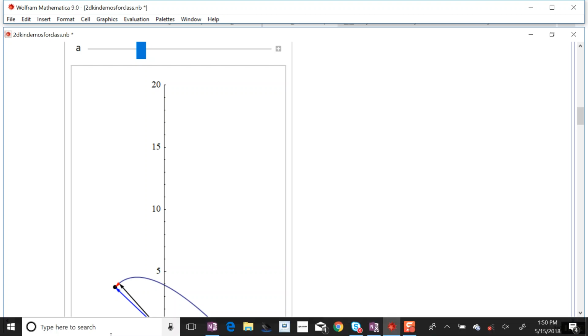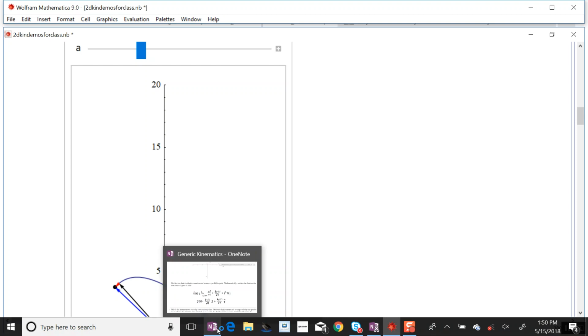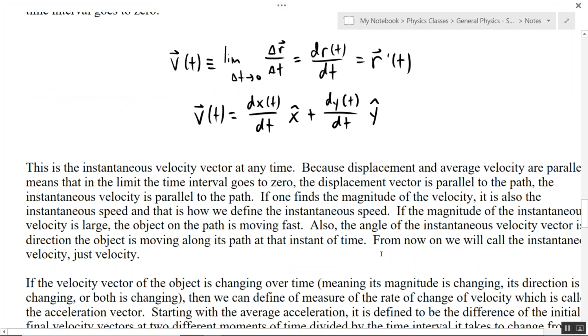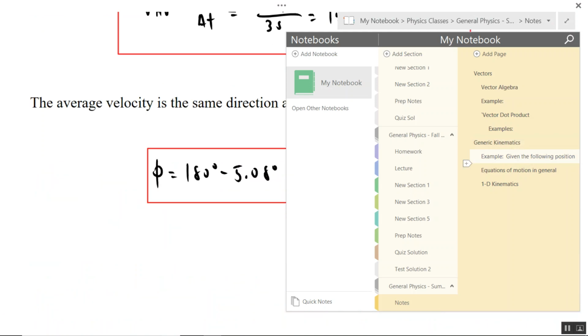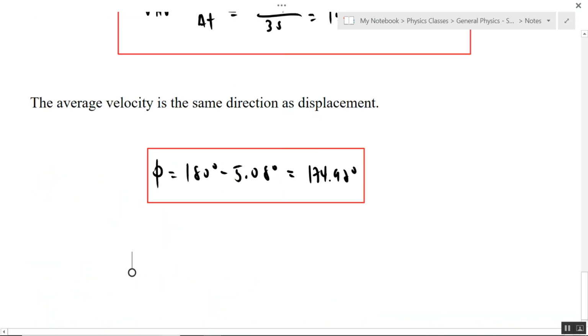Okay. All right, let's go back to the example. All that's explained there. When you see the notes tonight, you can read that. Let's go back to this example and do something with the velocity vector.